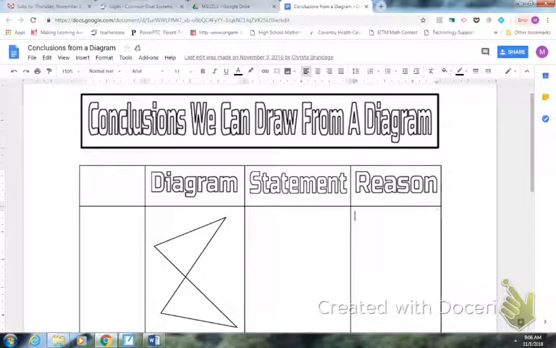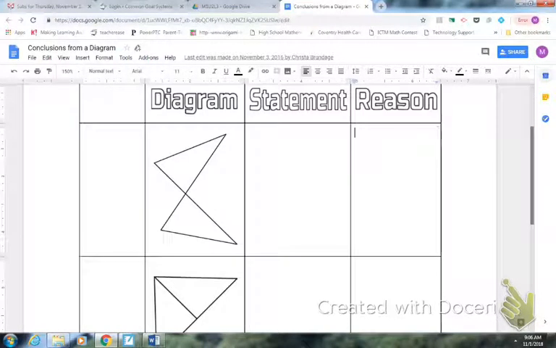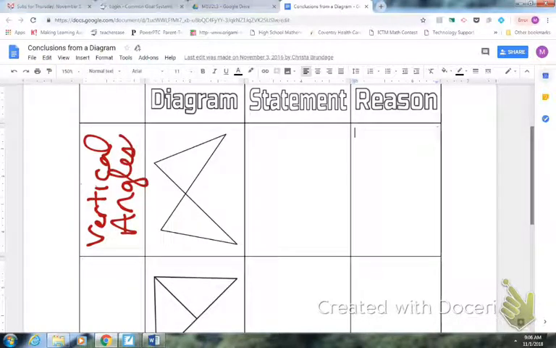Let's begin then. So like I said, we're going to do conclusions we can draw from a diagram. The first picture that we see here is going to be a picture that has that bow tie-like look to it. We talked about what we can add to a picture like this. So word-wise, what can we add to a picture like this? Vertical angles. So on the left-hand margin here, we're going to write vertical angles. So in this box, we're going to put vertical angles, because vertical angles are something that we can add to a picture.